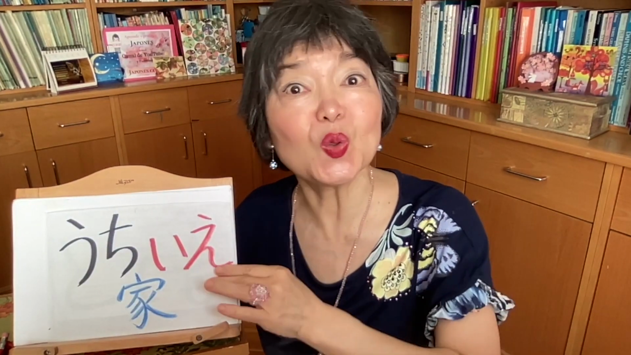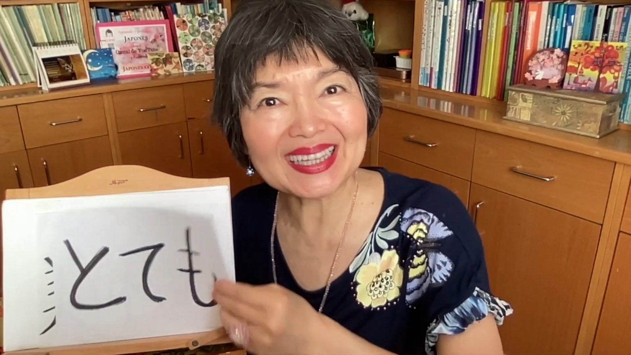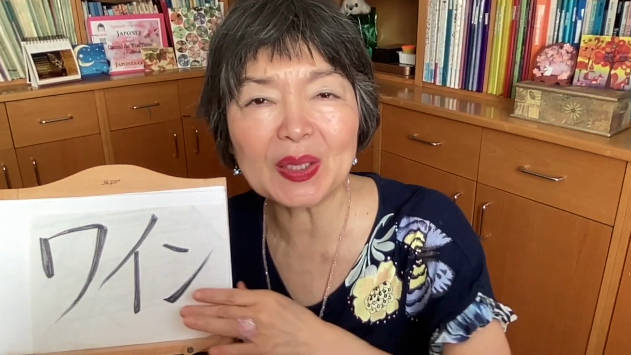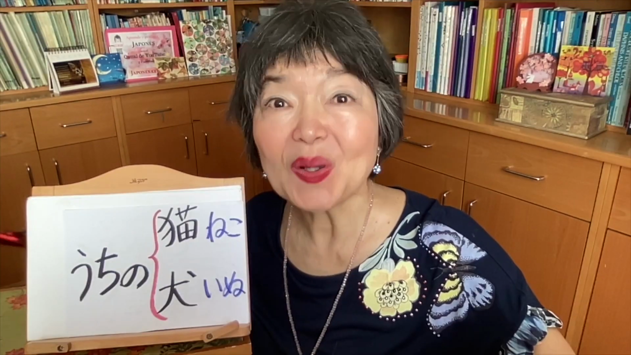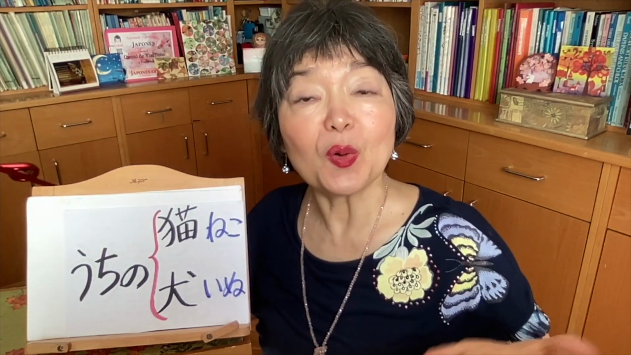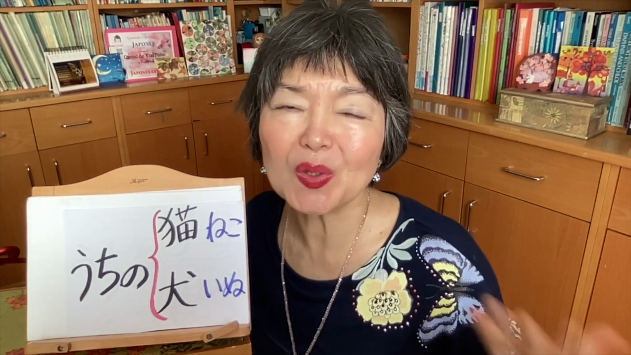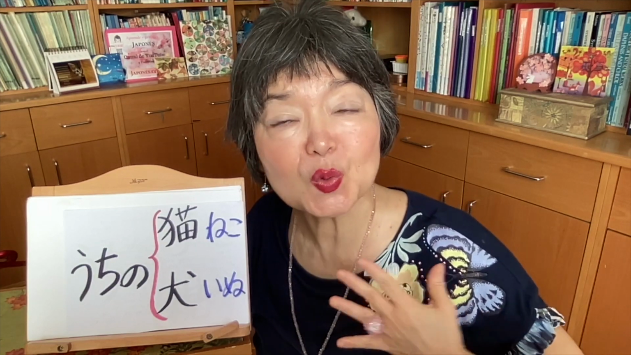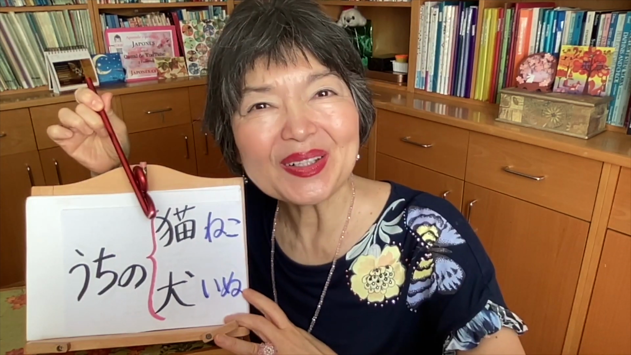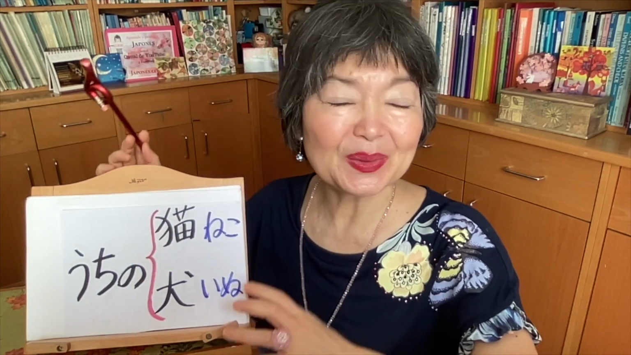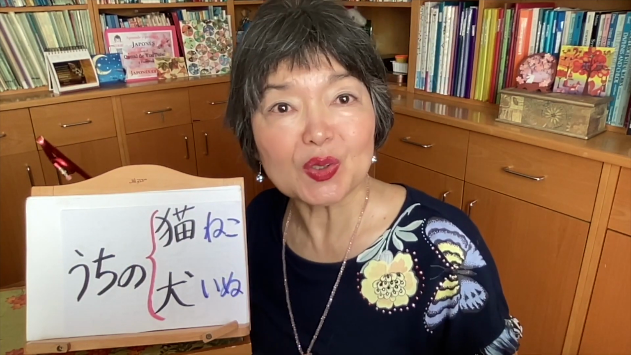友達の家でとても美味しいワインを飲みました。 We can also use this word うち for my own thing or our own things, something that belongs to us or belongs to me. うちの猫, my cat. うちの犬, my dog or our dog. They are here at home. They belong to us. うちの子, my child, my boy, my girl.